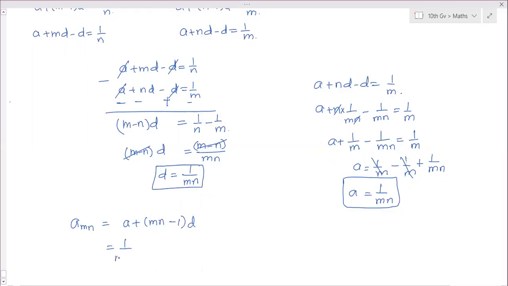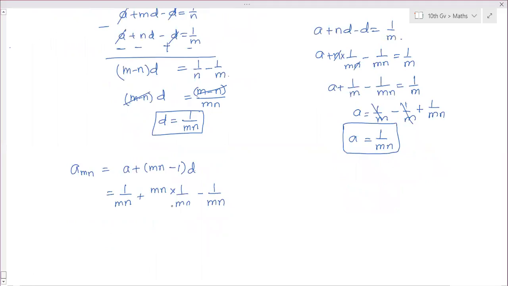a is 1 by mn plus mn into d, that is 1 by mn, minus 1 into d, that is 1 by mn. So this gets cancelled: 1 by mn minus 1 by mn. This minus this is 0, but the answer of this part is 1. So the mnth term is 1.